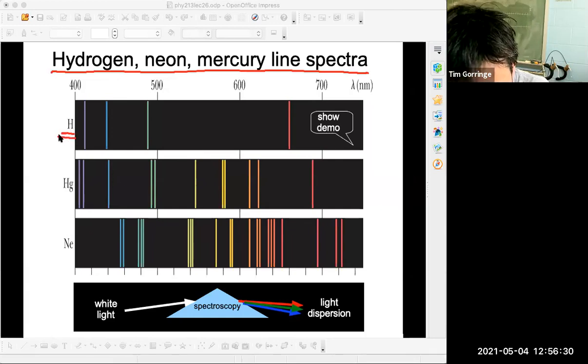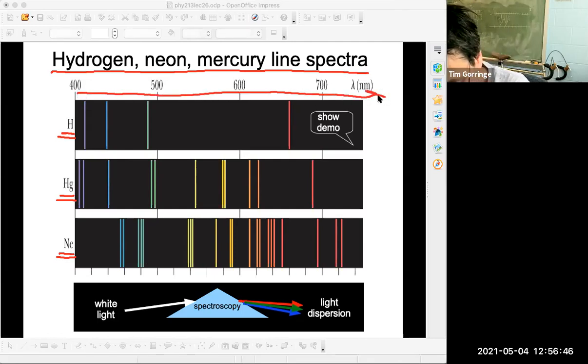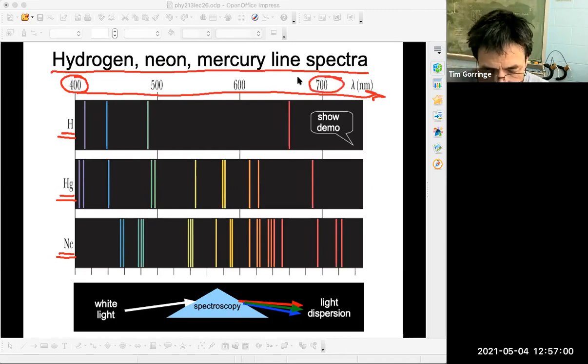So here's hydrogen, here's mercury, and here's neon. And what we're looking at in these 3 different line spectra horizontally is wavelength. And over here on the far left is 400 nanometers. That's the shortest visible wavelength. And over here on the far right is about 700 nanometers. That's the longest visible wavelength. And these are the line spectra of the hydrogen, mercury, and neon.